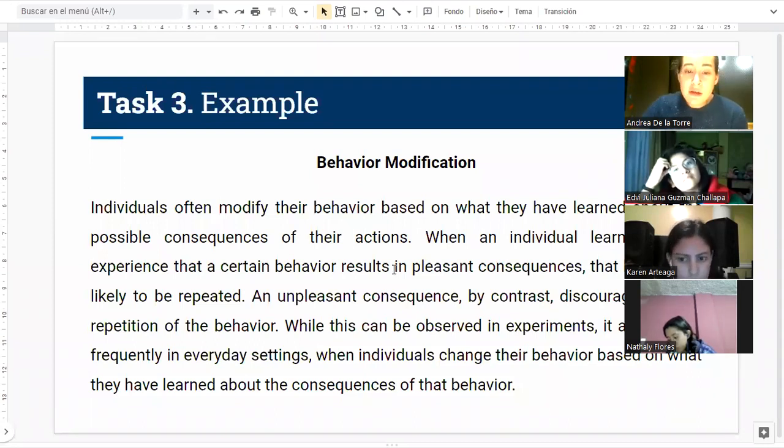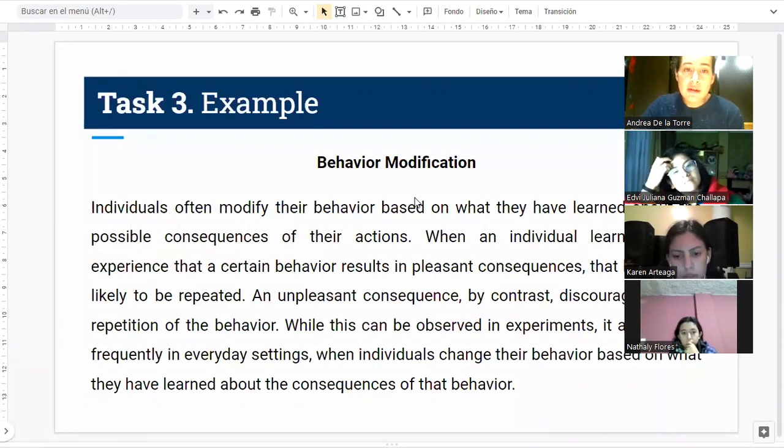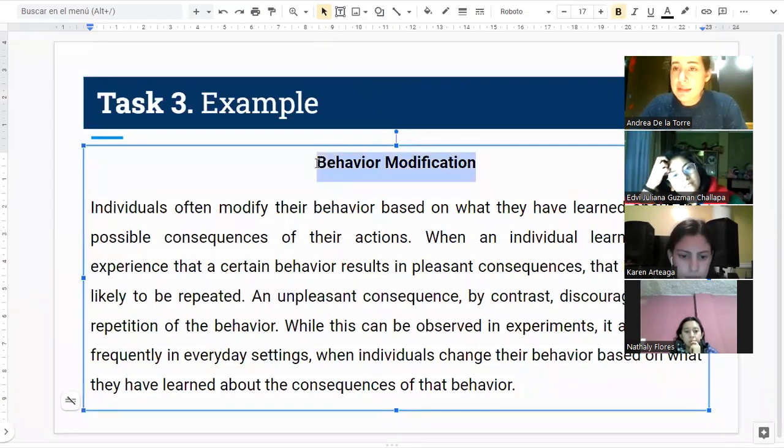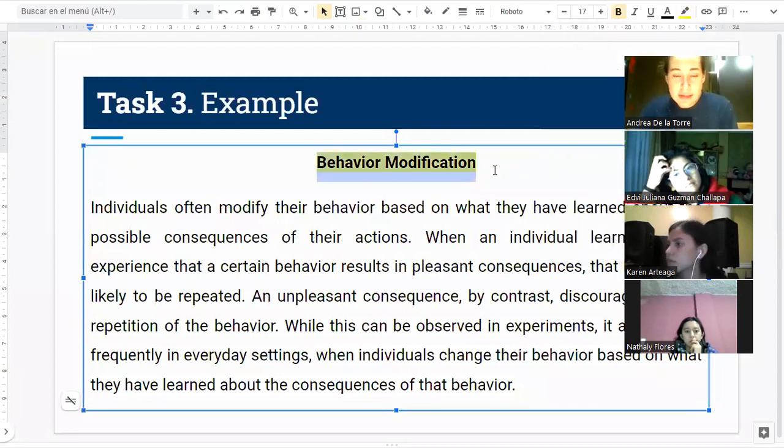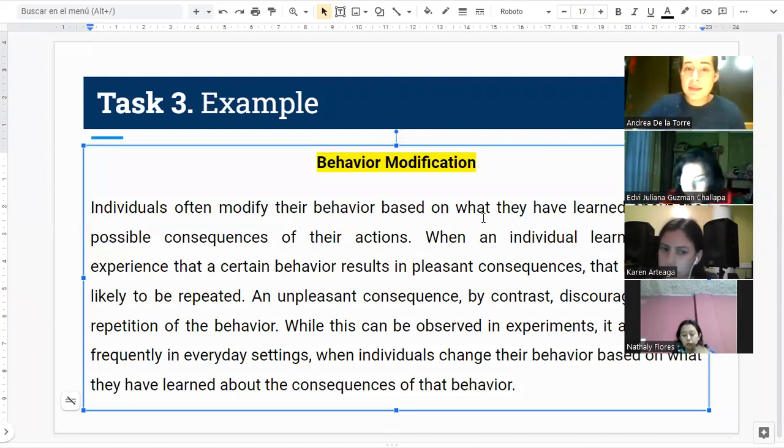Now, the content itself, the structure is always going to be the same for the reading, for the text. If you see here, first thing you have is a title, right? You have this behavior modification title. Now, this is different than the previous task. The first thing that I want you guys to do as soon as you get the text is copy the title. You have to have this on your notes. So it isn't the same as in the previous one. The previous one was just an idea.